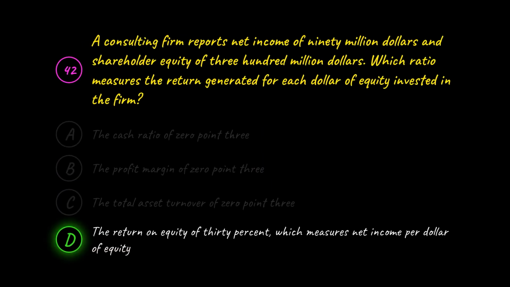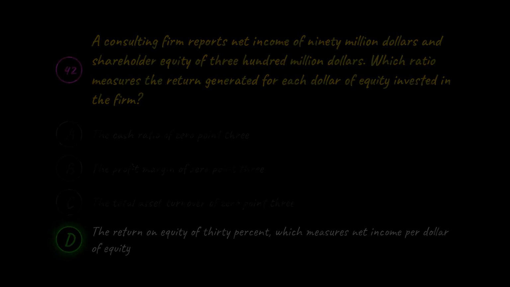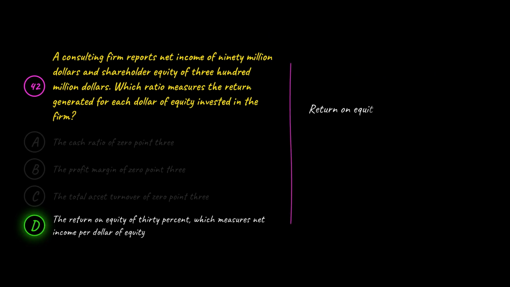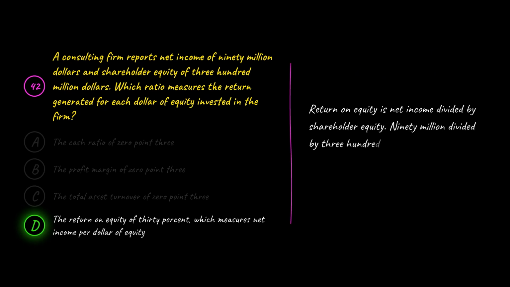The correct answer is D. The return on equity of 30%, which measures net income per dollar of equity. D is correct because return on equity is net income divided by shareholder equity. 90 million divided by 300 million equals 30%, which means the firm earns 30 cents of profit for every dollar of equity invested.